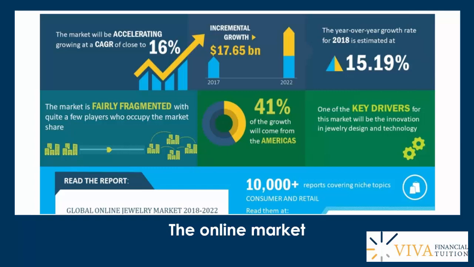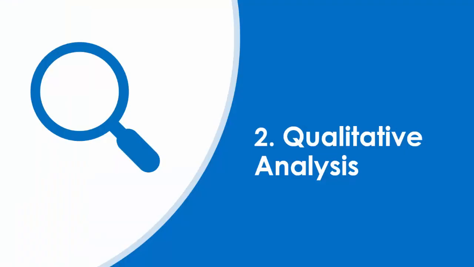The market is fairly fragmented. You can see here at the bottom left, with quite a few players who occupy the market share, as we saw in the pre-scene. 41% of the growth will come from the Americas. Again, that is based on the push from the luxury market, especially in the United States. You have a huge market there for luxury goods. And one of the key drivers for this market will be the innovation in jewellery design and technology. Remember, in the case of the pre-scene, the use of CAD technology in the design of the products for AKL Sparkle.